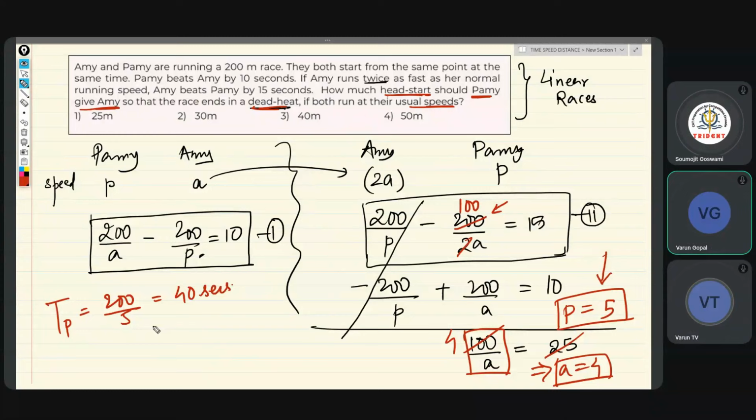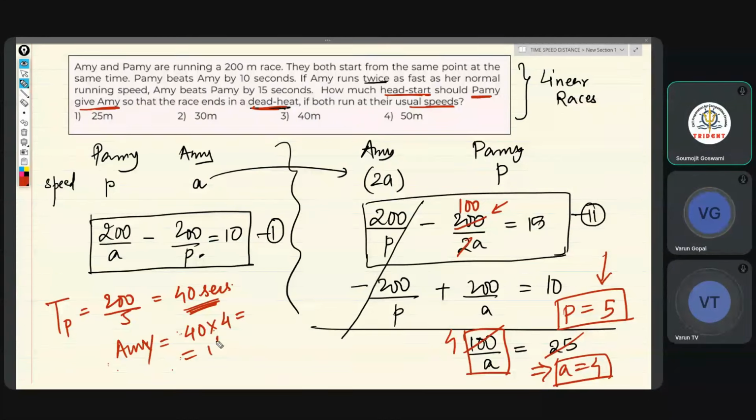In those 40 seconds, my dear friend, please understand, this is important. PAMI went to this point, and AMI is still somewhere over there. 160, very good, you've understood this thing. In the 40 seconds, where would AMI be? AMI would be at whatever time into speed, that is the distance. So 40 into 4 for AMI, that is 160 meters. So AMI is going to be at 160 meters.